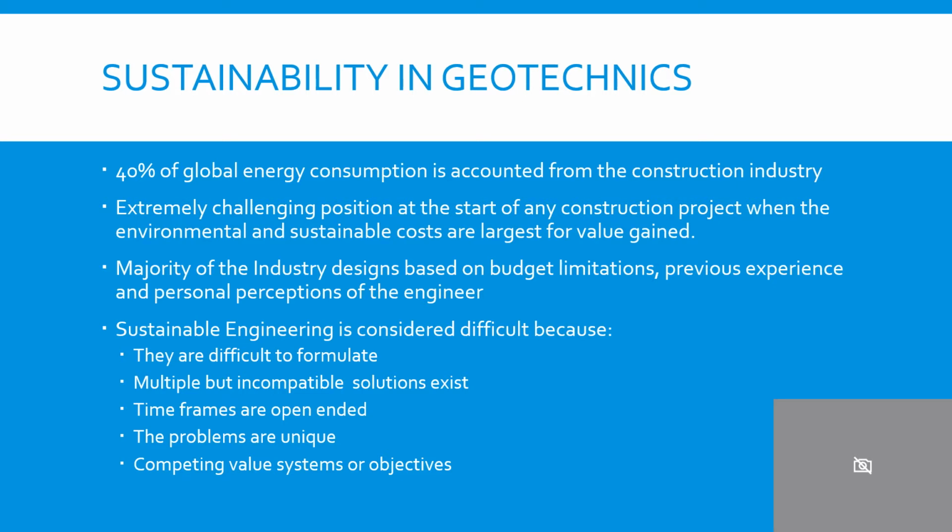The biggest difficulty with sustainable engineering currently is that the problems are difficult to formulate. There are multiple solutions, but they're usually incompatible. Time frames are open-ended, so you never know when the project's going to end. And then the problems are unique. They come out of nowhere sometimes, and they're kind of just hard to solve. And there are many value systems or objectives that compete with each other. So lots of head to head, like if you solve one problem, then another one comes up.